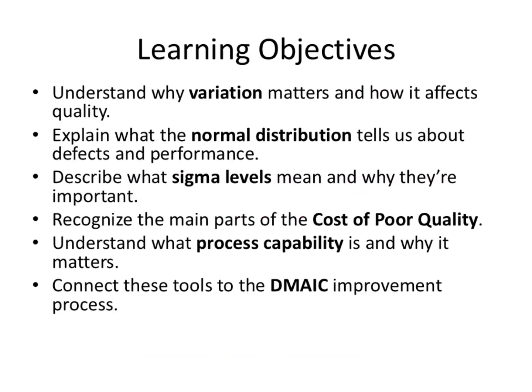In today's session, we will focus on several key concepts that form the foundation of quality and process improvement. You will learn why variation is such an important driver of quality outcomes, and how tools like the normal distribution help us understand defects and expected performance. We will also examine sigma levels as a way to quantify process capability and review the major components of the cost of quality. Finally, you will gain a foundational understanding of process capability and see how all of these concepts connect within the DMAIC improvement framework.